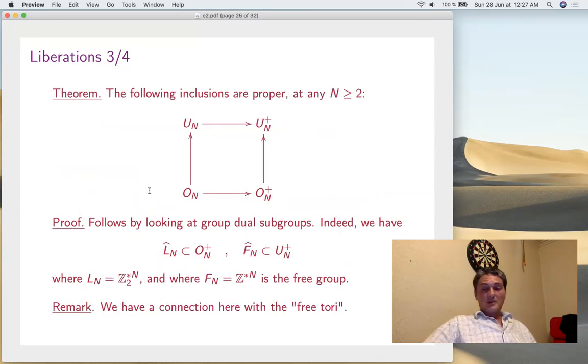And now, yeah, the problem is, are these really new? I mean, maybe they're not. So I have to check that all these inclusions are proper, okay? ON into ON plus and UN into UN plus. And actually that's something we already know, we already have these operations. So I already told you that with these operations, you can construct weird quantum groups that are neither classical nor group duals. So this must live here inside UN plus. So UN plus is definitely different from UN.